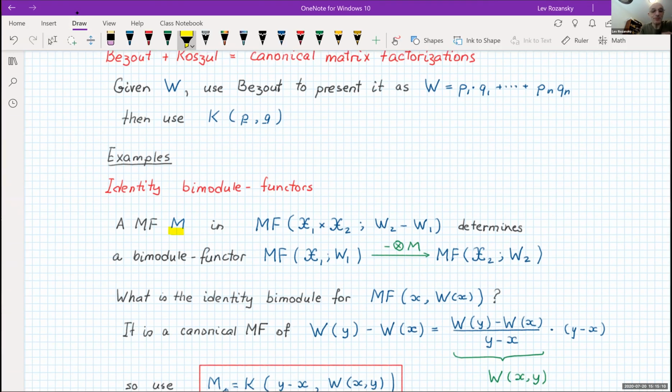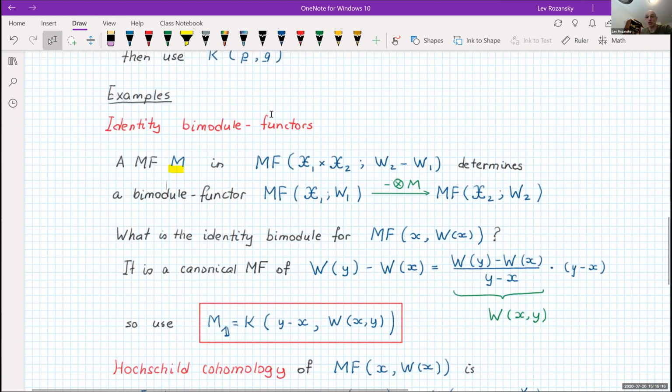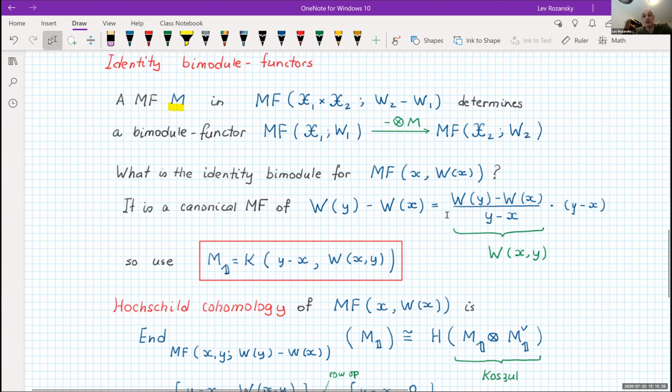So here is this matrix factorization, which defines a functor. What would be the identity bimodule for matrix factorization, which depends on a single variable, it's just C and W of X. So you have to come up with a canonical matrix factorization of W of Y minus W of X. And the obvious choice is to factor out Y minus X, and the other factor will be the divided difference, W, which I abbreviated to WXY. And so this Koszul matrix factorization in the red box gives you the identity functor.